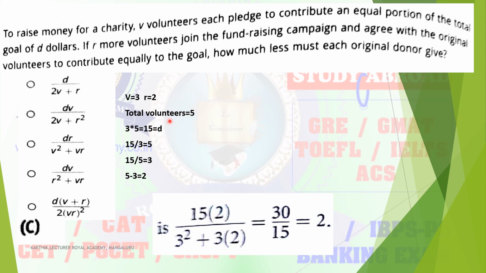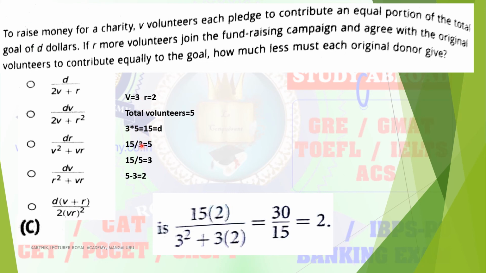So then find out D. The D you have to choose in such a way that it should be divisible by both the original volunteers as well as the total volunteers. So I will directly multiply 5 into 3, 15. The 15 is divisible by both 3 as well as 5. So I will choose $15 for D.